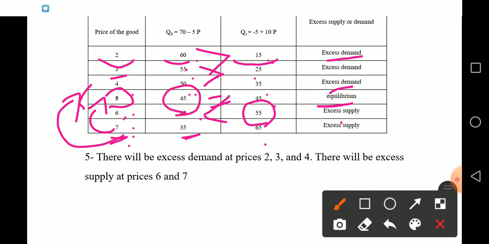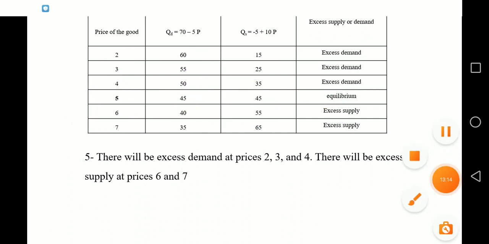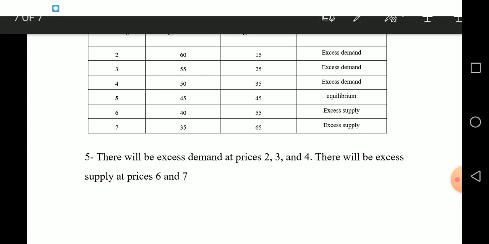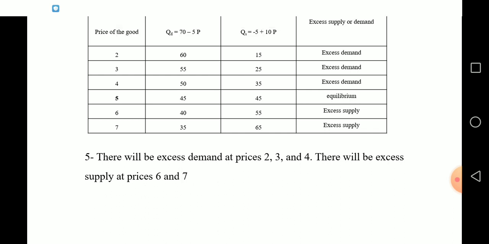While in the other ones, when I have excess demand, the price has to be increased to reach the equilibrium point. Okay, guys? I think it's easy. There will be excess demand at prices 2, 3 and 4, as I'm analyzing this table. There will be excess supply at prices 6 and 7.